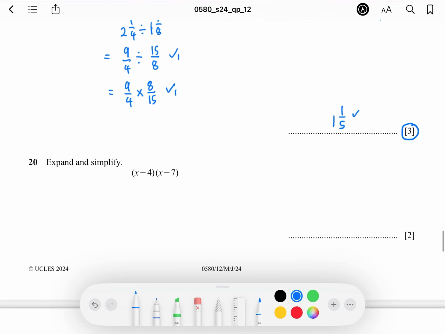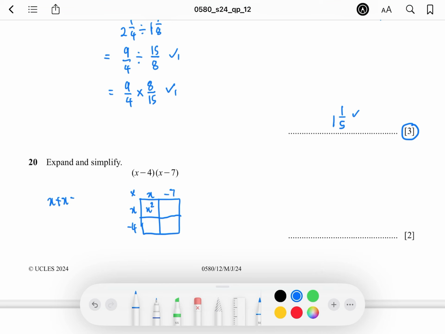Expand and simplify. X minus 4, x minus 7. Most of you have difficulties on this one. Using the arrow does not help you. You're getting the wrong answers. So using the box method will help you to make sure that you multiply all the terms. But make sure that you multiply, you get the correct term. So x times x is x squared, not 2x.